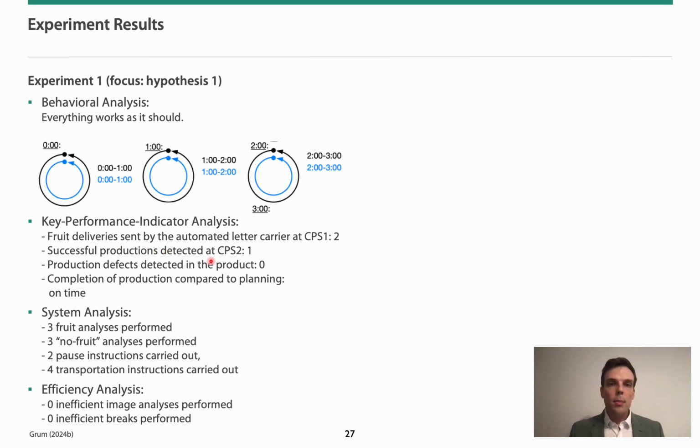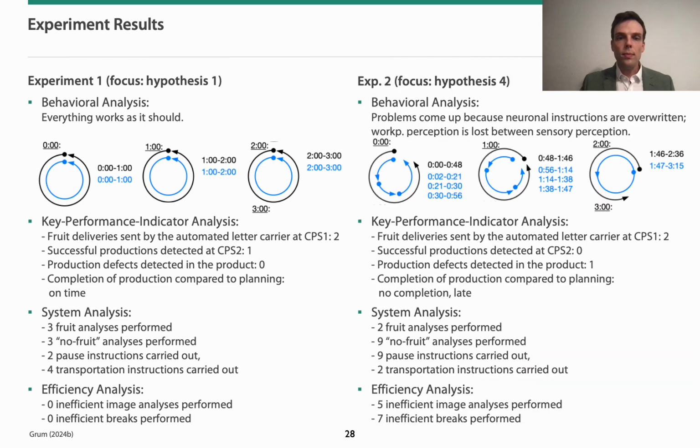At the second CPS, in total, 2 productions are finalized that can be provided for later production sites successfully. So efficiency analysis counts no inefficient image analysis and idling tasks. Let's focus on the second experiment now.